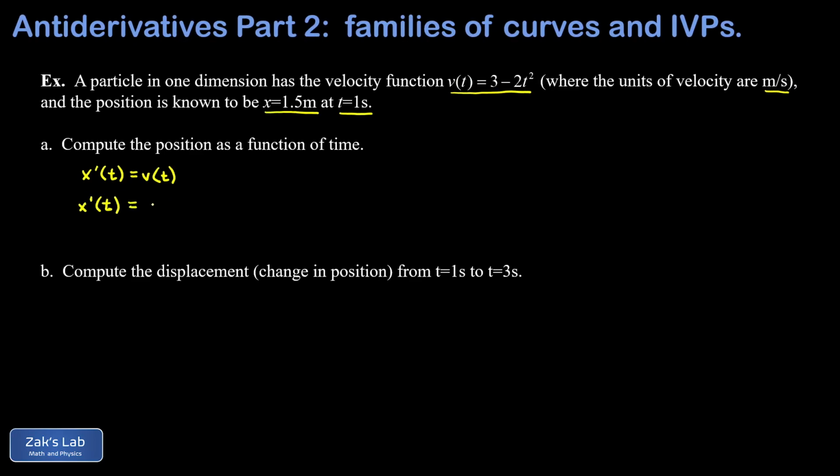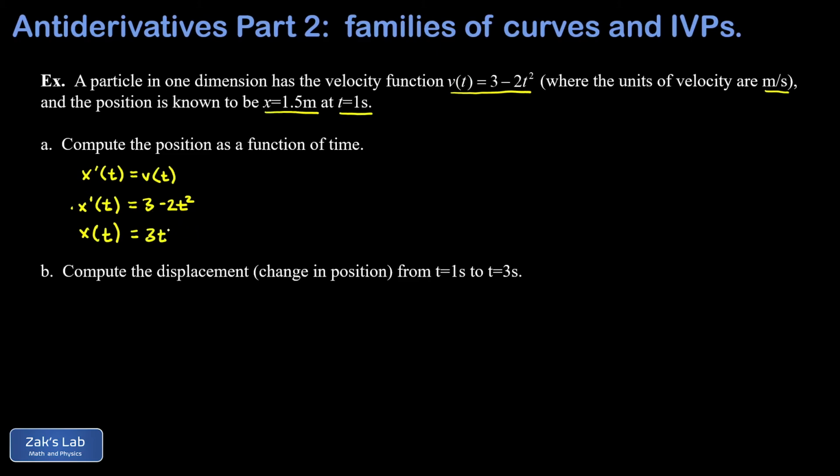I have x prime of t is equal to 3 minus 2t squared. So the general solution is found by basically just guessing the antiderivative of this function to get x of t, the position as a function of time, the thing you differentiate to get x prime of t. And we go term by term here. The antiderivative of 3 is 3t because that's what I differentiate to get a 3.